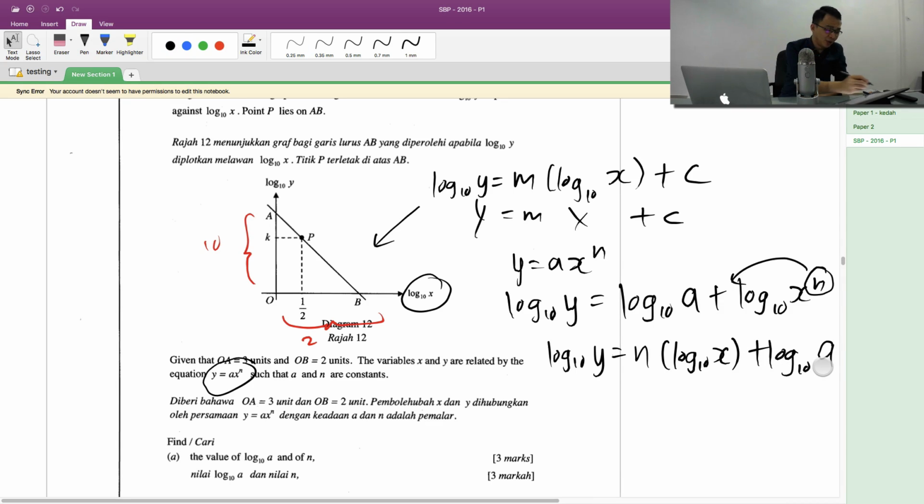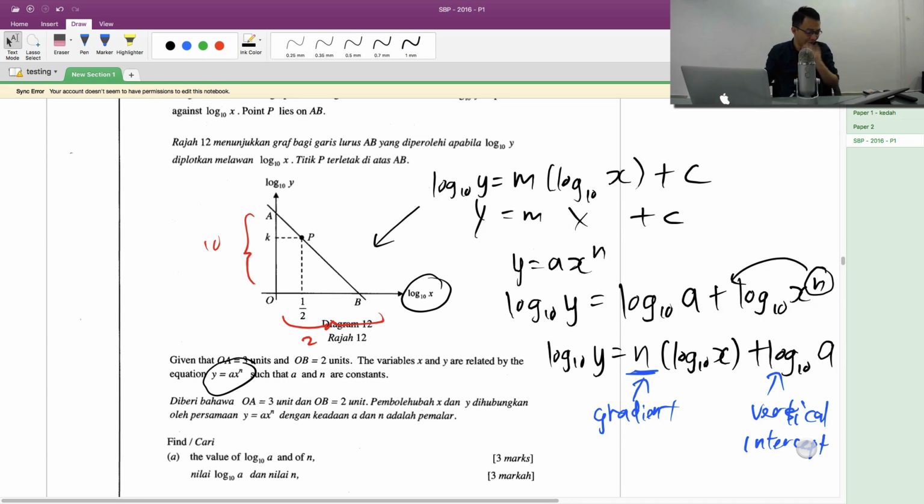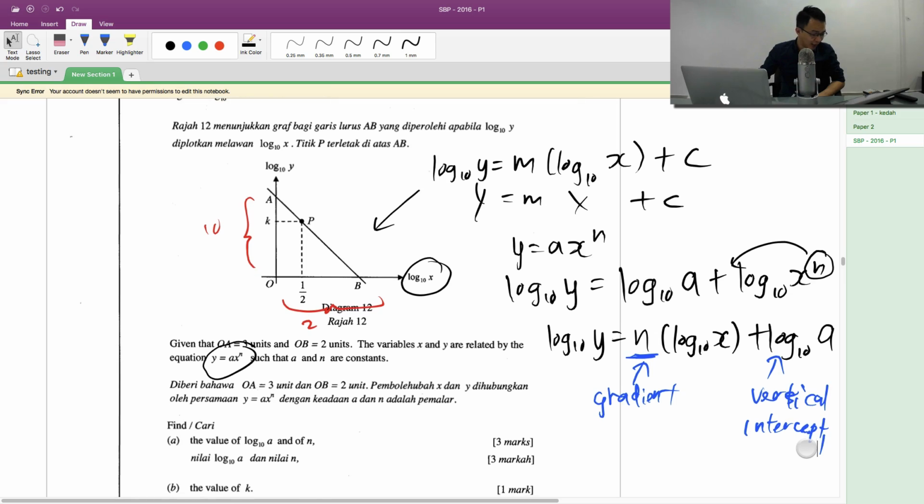So over here, at least we know something. Our gradient is n. And our vertical intercept is this one. Vertical intercept, this is c. So what happened over here is, the question asks you to do what? Passing through one coordinate is half k. Or in terms of, I find the value of log 10a. So we will need to find a.